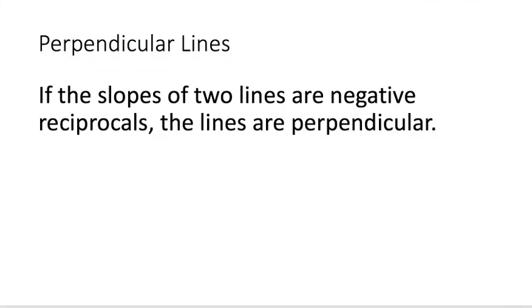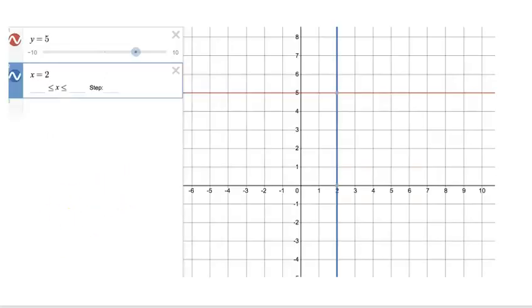There is one other case we should look at where we can't quite say this, but the lines are perpendicular anyway. If I have y equals 5, a horizontal line, x equals 2, a vertical line, they are certainly perpendicular. We can't really say, though, that the slopes are negative reciprocals because x equals 2 doesn't have a slope. Y equals 5 has a slope of 0. That doesn't have a reciprocal. But other than that case of horizontal and vertical, as long as the slopes are negative reciprocals, the lines will be perpendicular.